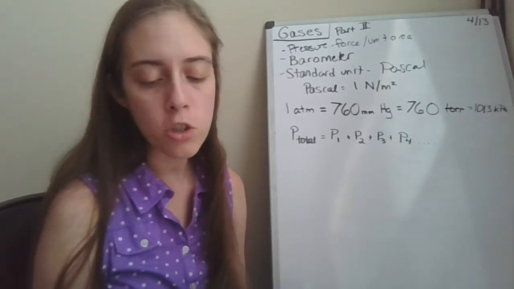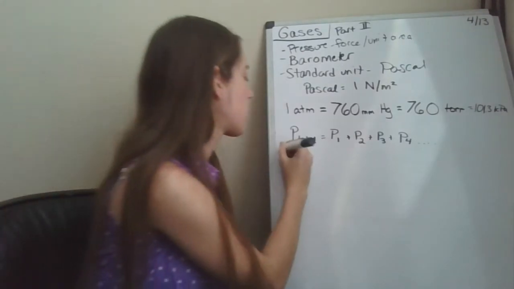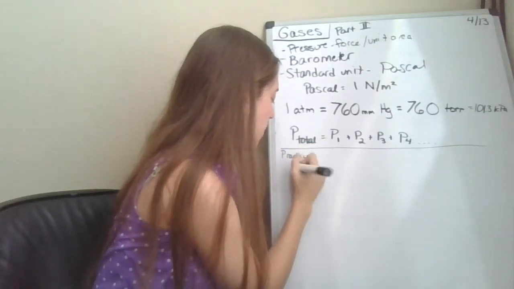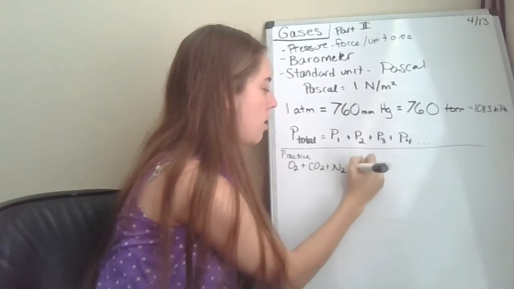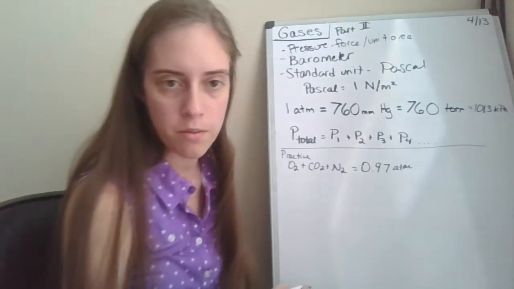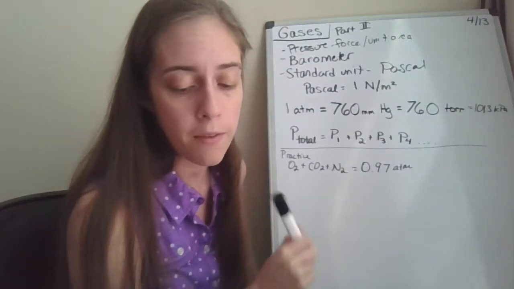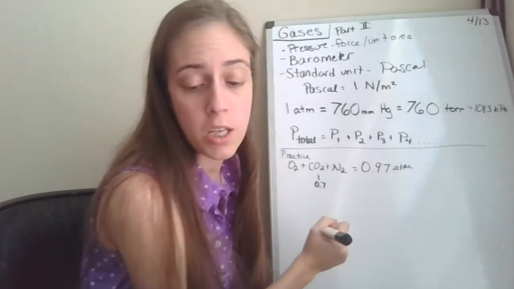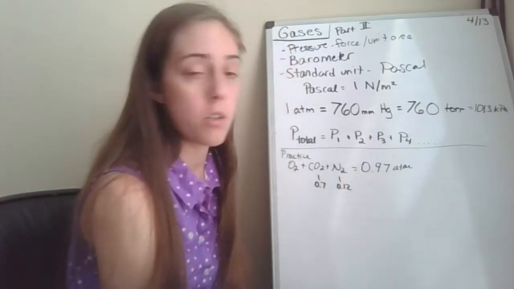So we have a mixture of oxygen, carbon dioxide, and nitrogen, and you've got a total pressure of 0.97 atmospheres. Okay, so practice. So you have a mixture of oxygen plus carbon dioxide plus nitrogen gives you a total pressure of 0.97 atmospheres. What is the partial pressure of oxygen, if the partial pressure of carbon dioxide is 0.7 atmospheres and the partial pressure of nitrogen is 0.12 atmospheres?